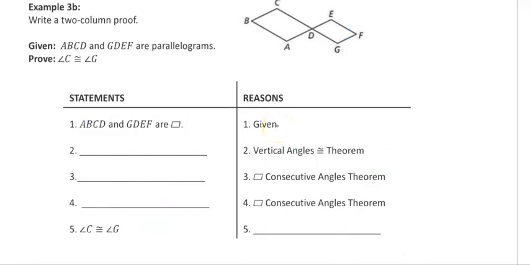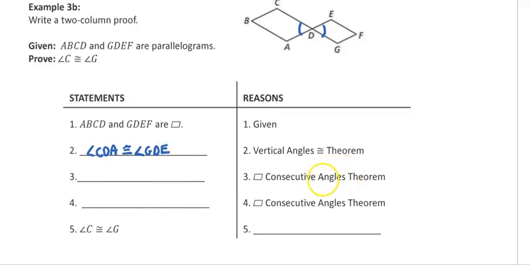Okay, so they're telling us these two shapes are parallelograms, and they're asking us to prove that angle C is congruent to angle G. So first they wrote down that they are parallelograms because it was given. Now they're telling us to use the vertical angles theorem. These two angles are vertical angles. So I'm going to write down that angle CDA is congruent to angle GDE because those two are vertical.